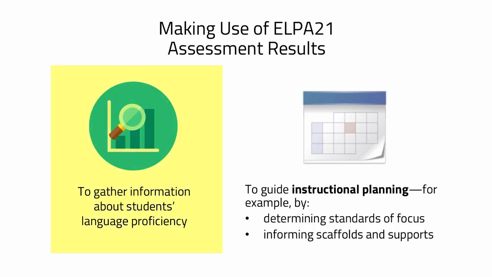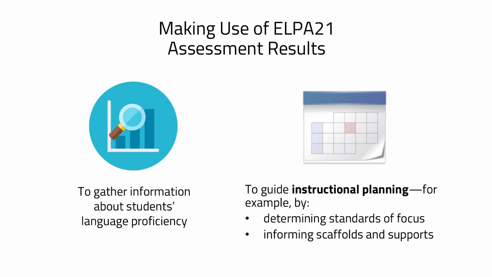First, the ELPA 21 score reports can help teachers gather baseline information about their students' language proficiency at the beginning of the school year. It is important to remember, however, that the ELPA 21 results are just one measure of a student's progress toward English language proficiency, and that these results provide specific but limited information. Like all measures of student proficiency, the scores should be interpreted along with other academic information gathered throughout the school year.